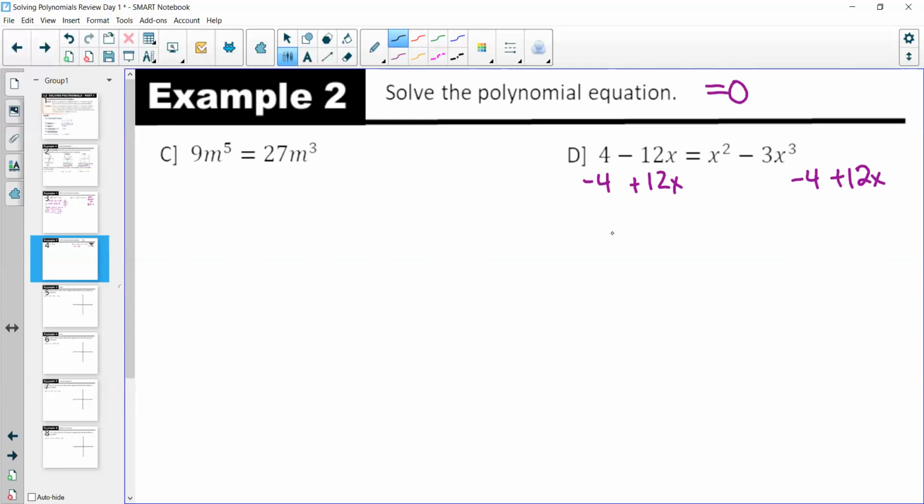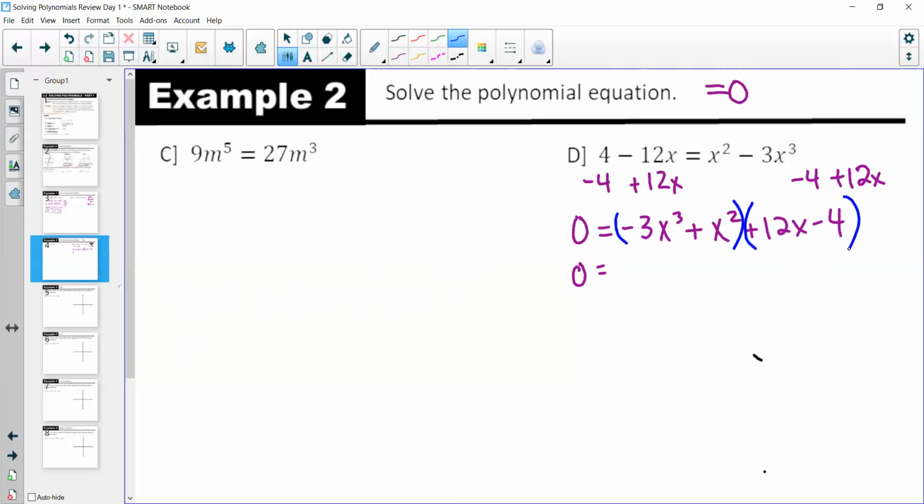Okay, so as we finish writing this out, what we end up getting is 0 equals negative 3x cubed plus x squared plus 12x minus 4. Now notice how I wrote this in standard form, meaning the highest exponent then the lowest one. That's so important when it comes to factoring. Now, I don't see a greatest common factor between these, so I'm going to try factoring first. There are 4 pieces, so let's try factoring by grouping.